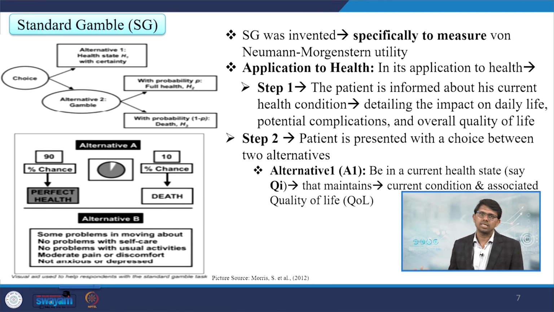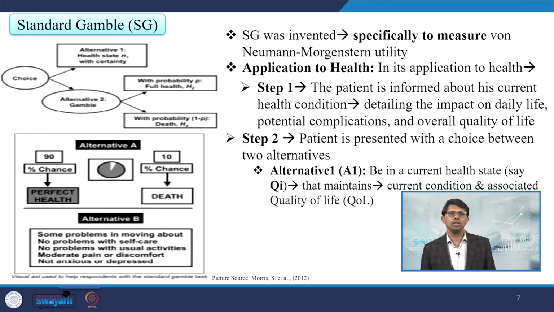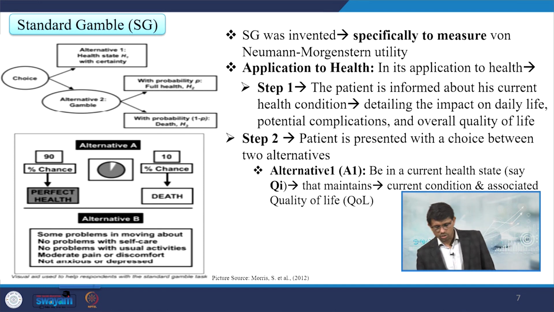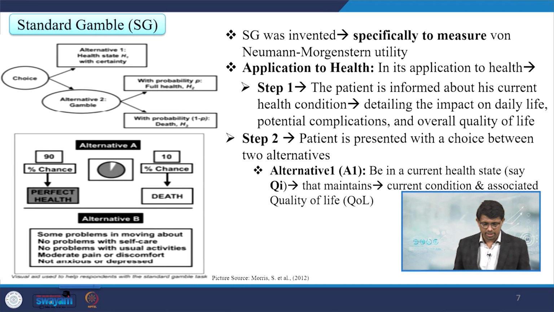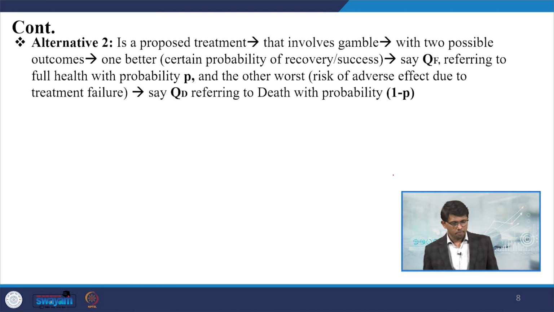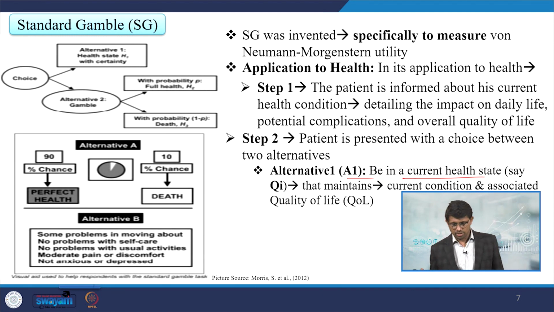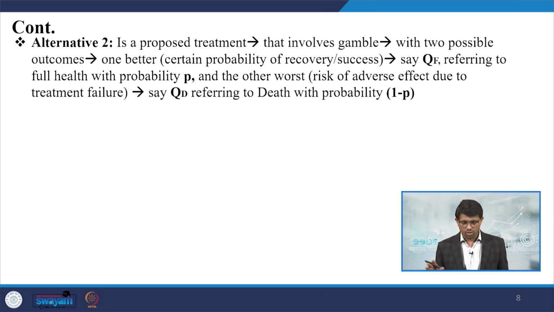In step 2, the patient is presented with a choice between two alternatives. The alternative 1 is to be in the current state, and you can also see this from the figure. So, be in the current state, that is the current condition associated with the quality of life, that is QALY, and in this case we have marked it as A1, and I will also present the A2 case. Okay. So, the first case is A1, which we have just said is the current state.